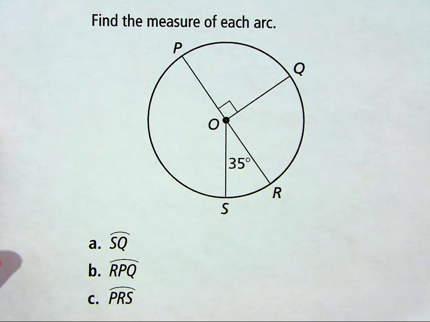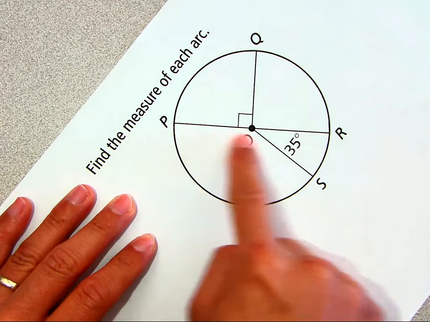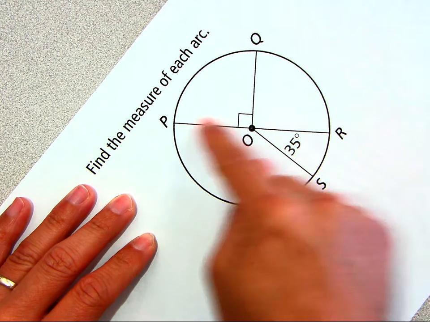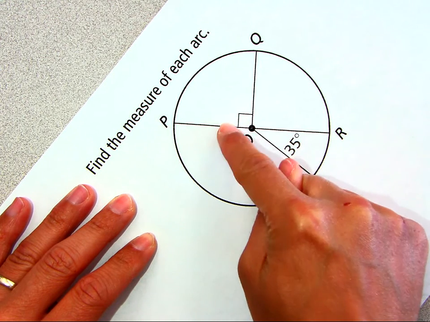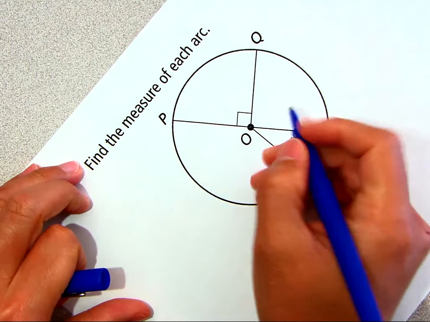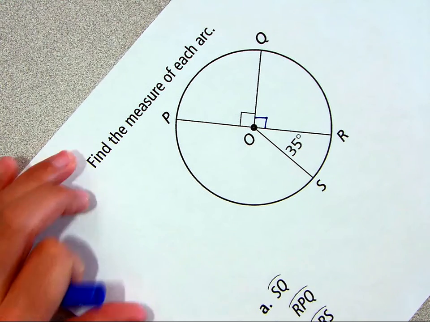All right, so let me turn the paper this way. You can see that PR appears to be a diameter of the circle, right? So that is a straight angle, so this would be 180. And so if we've got a 90-degree angle there, that would imply that we have another 90-degree angle there.